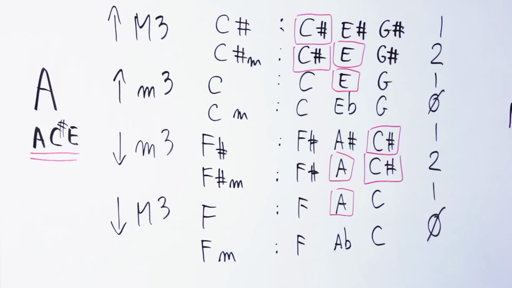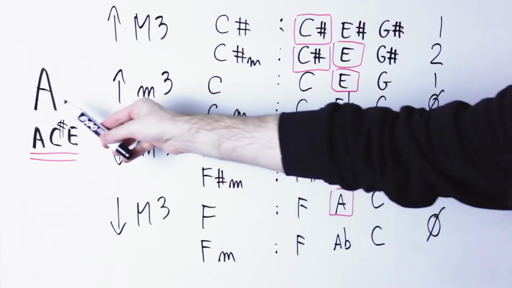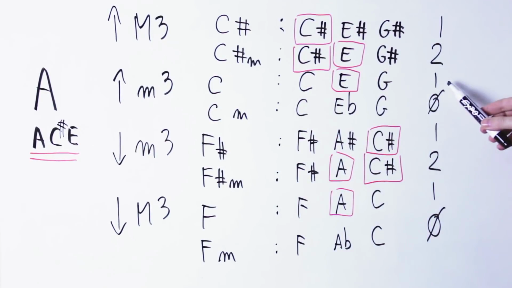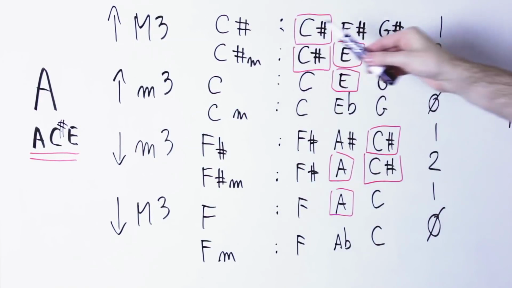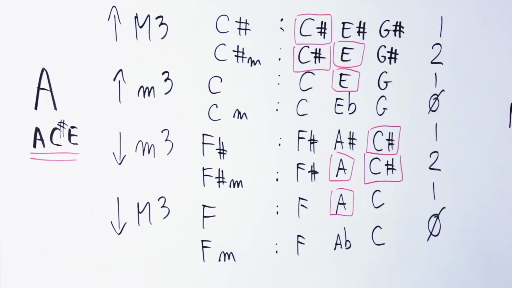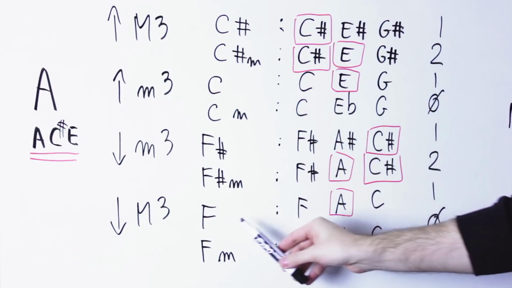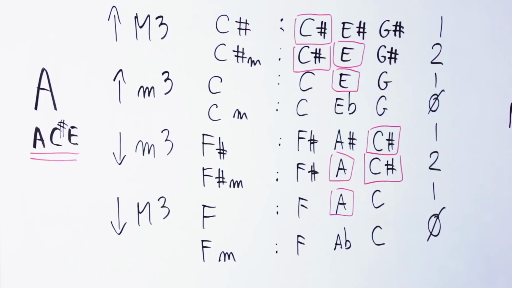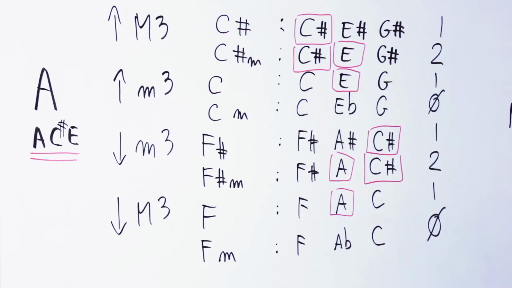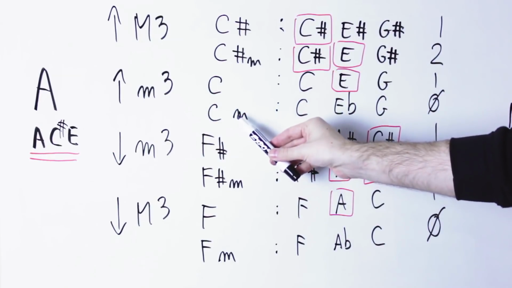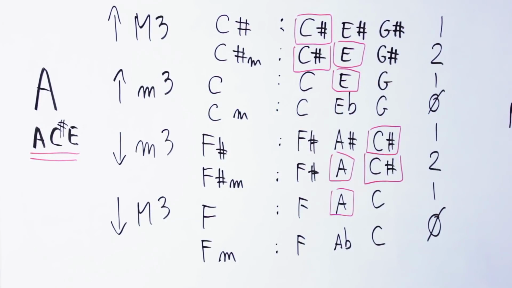Some other progressions are chromatic mediant when there is only one note in common, like A major C major, or A major C sharp major, or A major F major. And finally, A major, F sharp major. And there are two double chromatic when there are no notes in common, A major, C minor, and A major, F minor.